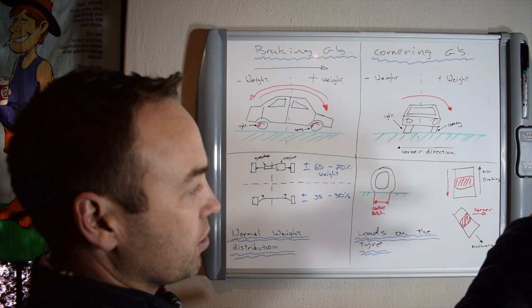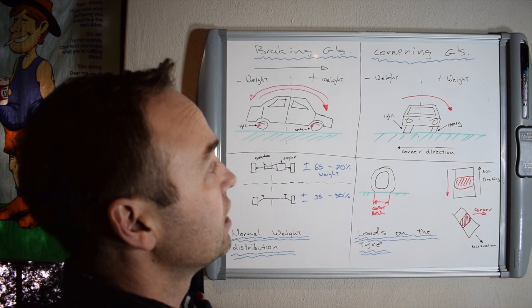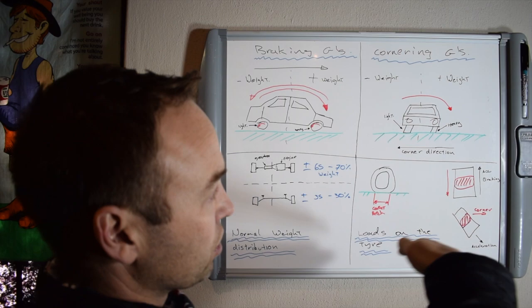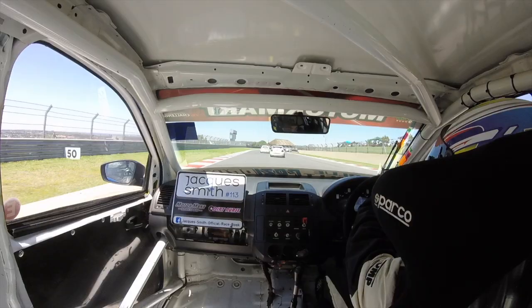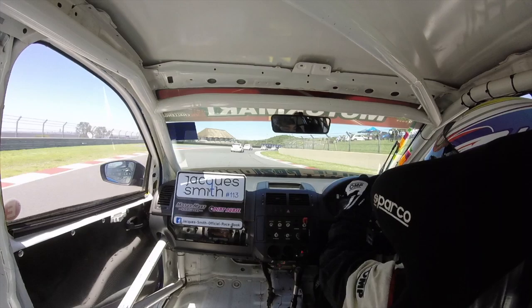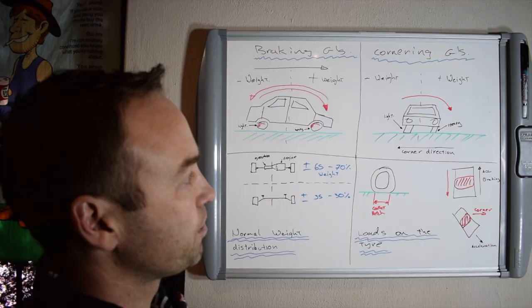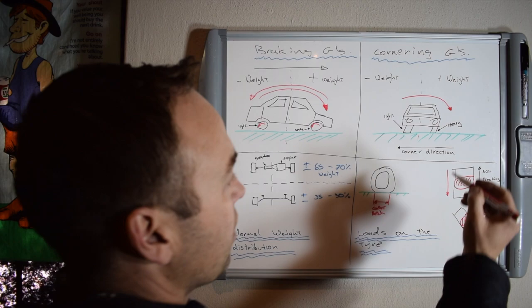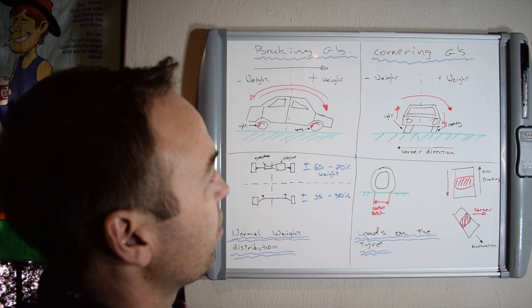When you're going through the corner in any vehicle, though we're talking specifically about front wheel drives here, your outside wheels are going to load up, and your inside wheels are going to become lighter than the outside wheels. This is because there is a force being applied here, in a very simplistic view of the load transfer in the vehicle.